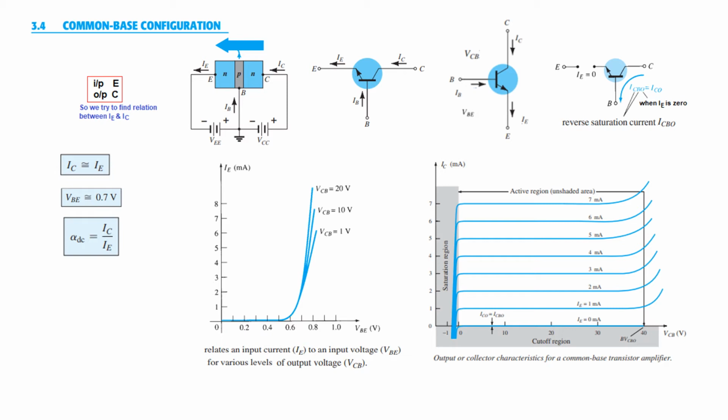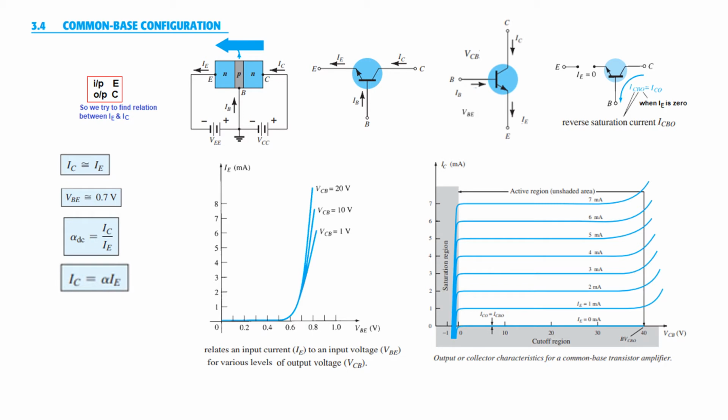One important point to note here is that when IE is 0, like here in this region, no forward current flows, but a reverse current flows from collector to base. A reverse current will flow from here, collector to base. This is called ICBO or ICO. So this is called reverse saturation current. Keep it in mind, this is due to minority carriers.